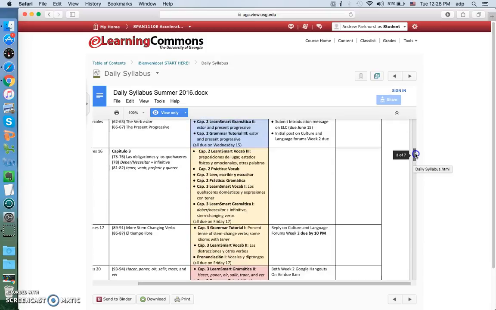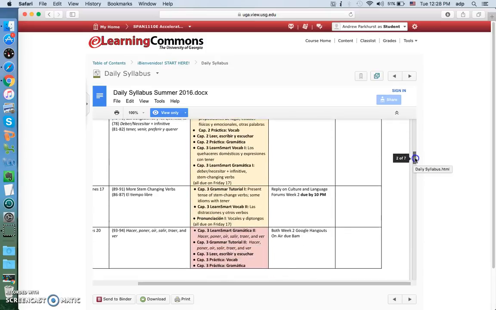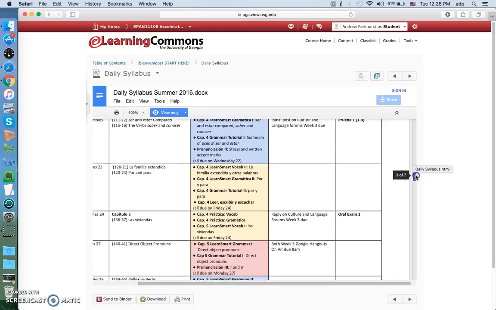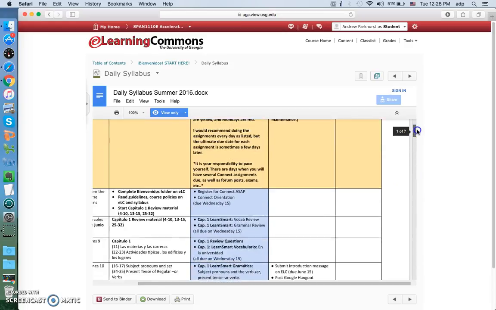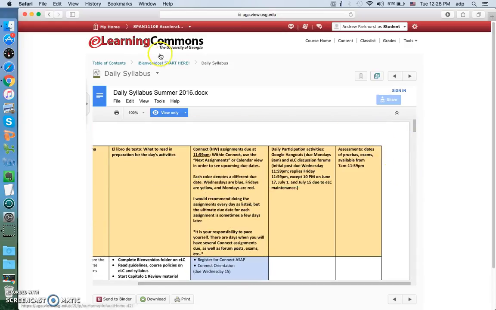So I would just urge you to look ahead as much as possible to see, well, this day, for instance, the 24th of June, I've got an oral exam, I've got to do my culture and language post replies, and I've got homework. So sometimes it can be a lot, but that's the nature of the online course since we have to do it in half the time.